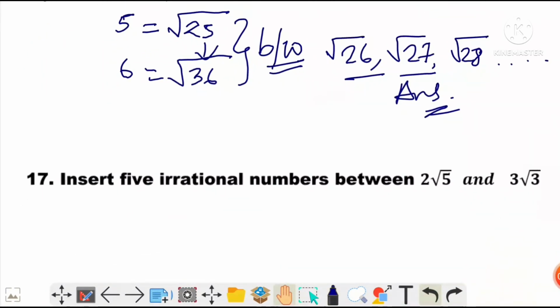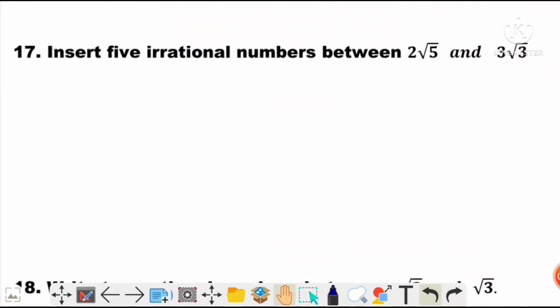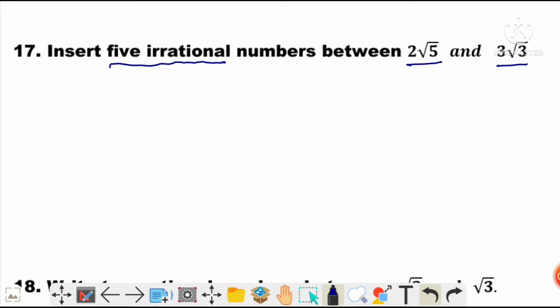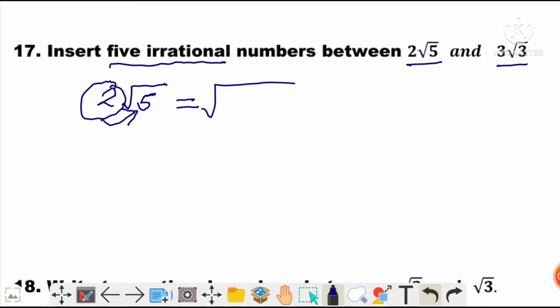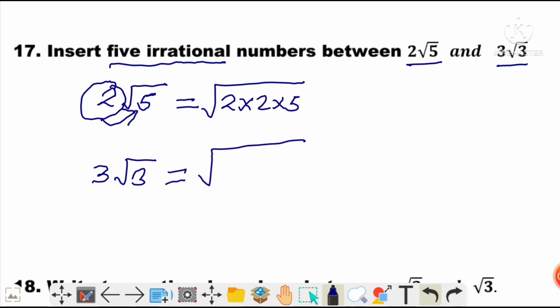Next question. Question number 17. Insert 5 irrational numbers between 2 root 5 and 3 root 3. 2 root 5, we can write it as, since it is a square root, inside the root there will be a pair of 2. 2 into 2 into 1, 5 is there. And 3 root 3 we can write as 3 into 3 into 3.